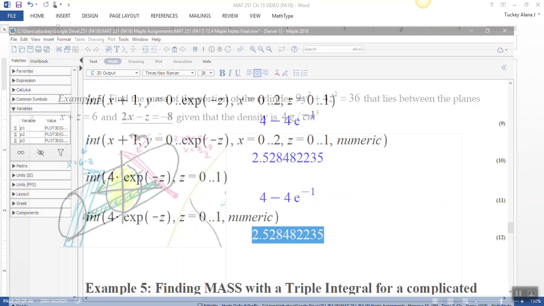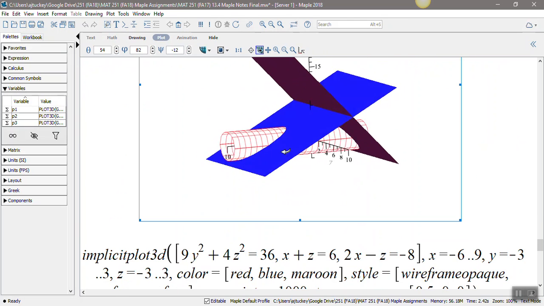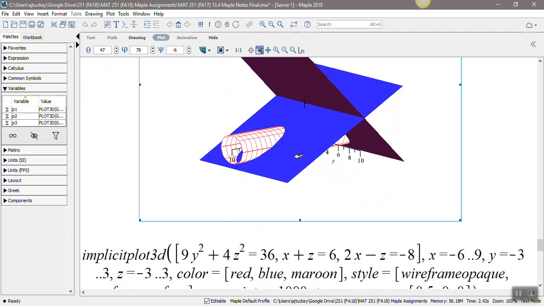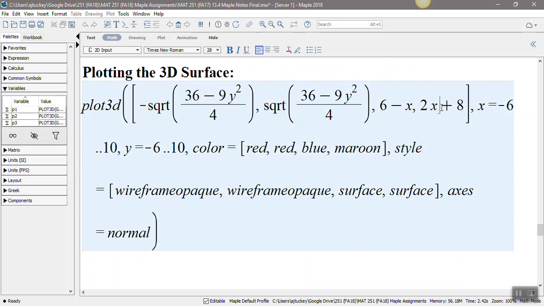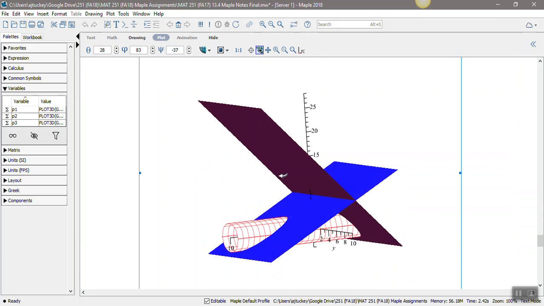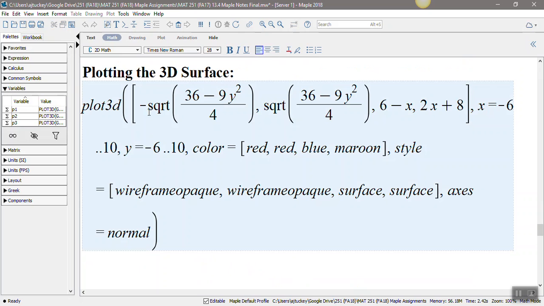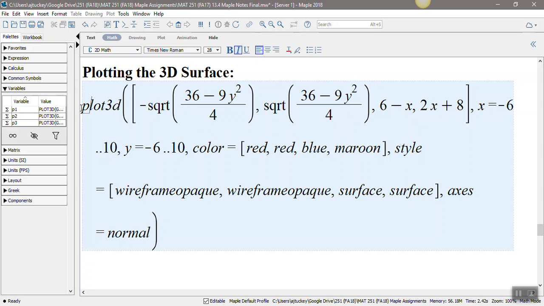And in case you're curious to see what it looks like in Maple, I graphed it. So it's a cylinder, right? And it's got two planes that are hacking across it. So one plane is going one way, 6 minus x, and then the other plane, 2x plus 8, is going in the maroon direction. There you go. And then that cylinder, I wanted to do it in plot 3D, so I solved it for z, because plot 3D is automatically a z.